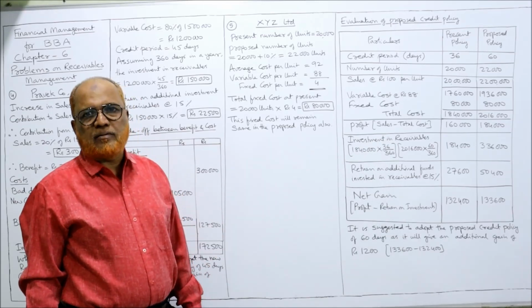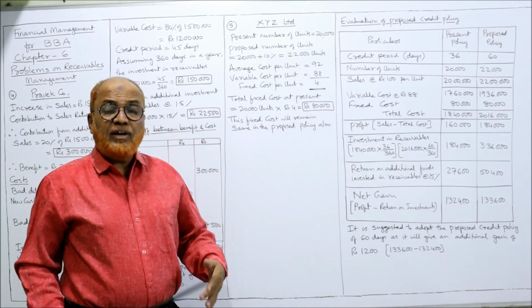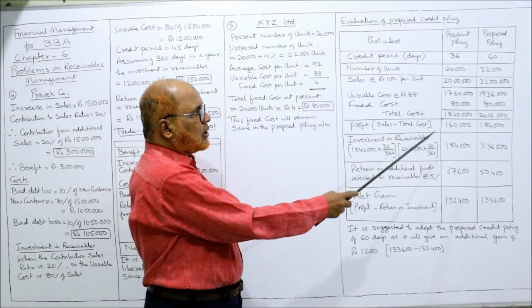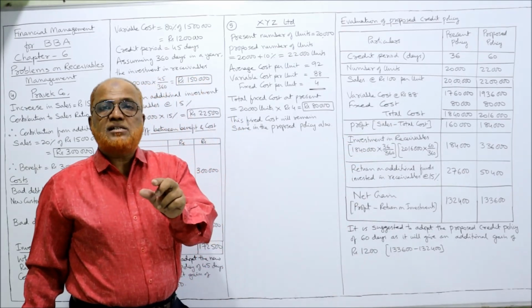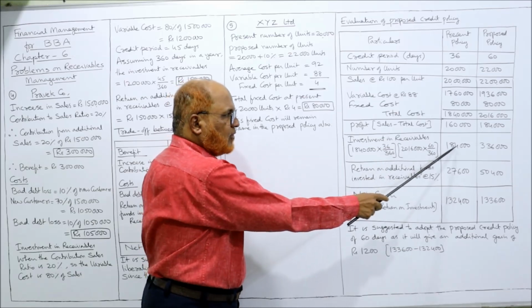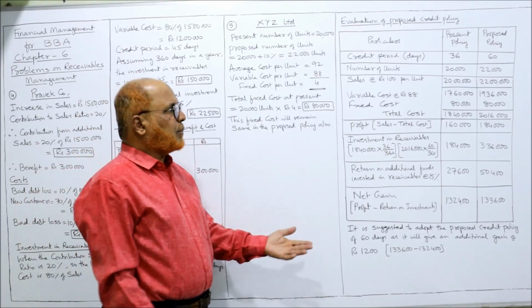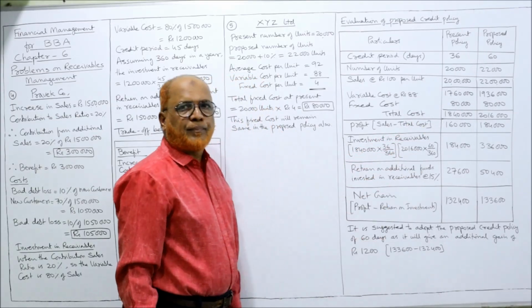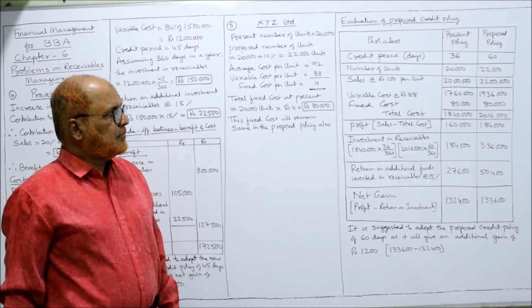Now investment in receivables. The total cost is 18 lakh 40,000 for 1 year. Now we assume there are 360 days in a year for easy calculations. So for 360 days total cost is 18 lakh 40,000. But our credit period is only 36 days. So for 36 days how much is the cost? 18 lakh 40,000 into 36 by 360, you will get 1 lakh 84,000. This is the investment in receivables in the present policy. In the proposed policy, 20 lakh 16,000 into 60 by 360, because number of days are 60 here. So you will get 3 lakh 36,000. This is the investment in receivables.